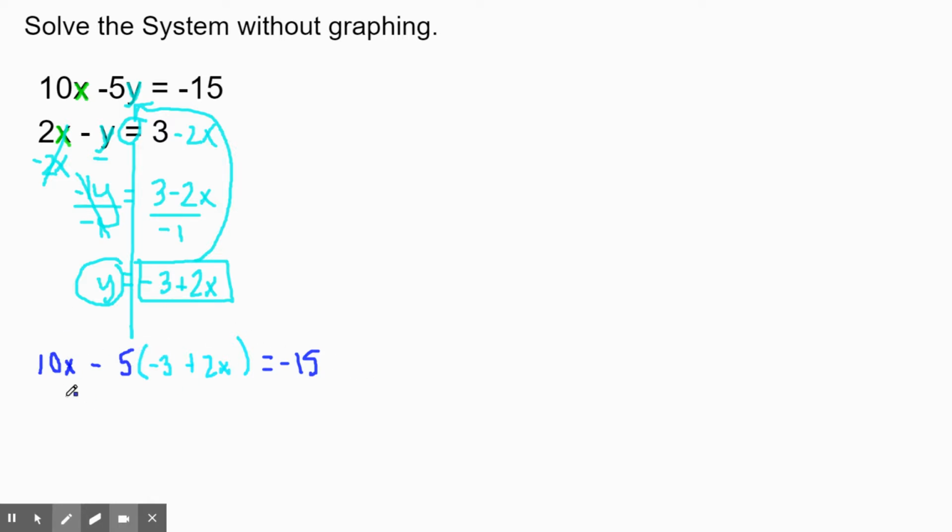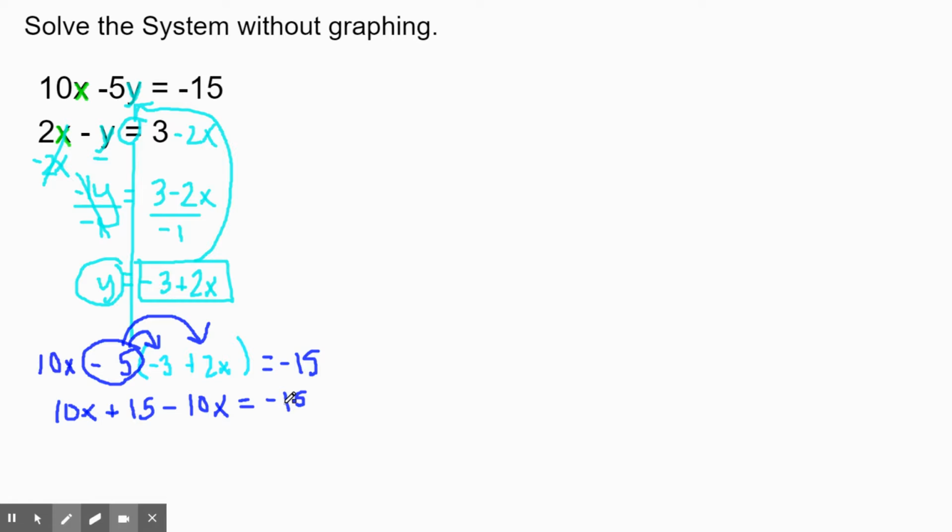So first thing I'm going to have to do is simplify. So I've got to distribute my negative 5 to both sides of the parentheses. Remember, when I distribute, I'm using multiplication. Okay, so I'm going to bring my 10x down. A negative times a negative is a positive. 5 times 3 is 15. A negative times a positive is a negative. 5 times 2x is 10x equals negative 15.